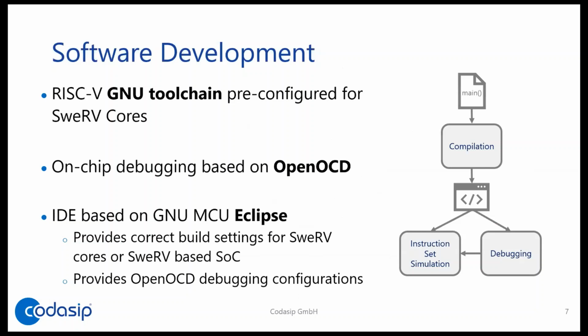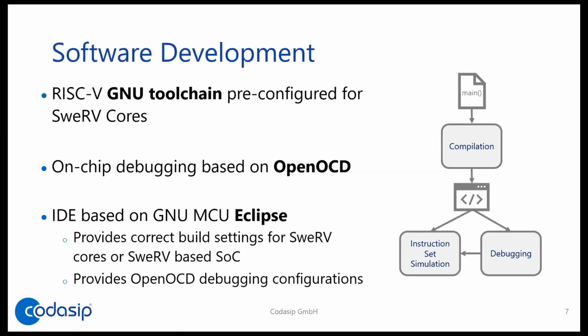So the first area of focus is the software development. To enable the users to develop their software for the core, the package contains the GNU RISC-V toolchain, which we configured to produce binary programs which will be compatible with the configuration of the RISC-V cores. For debugging purposes, we included OpenOCD, which enables the users to perform on-chip debugging.